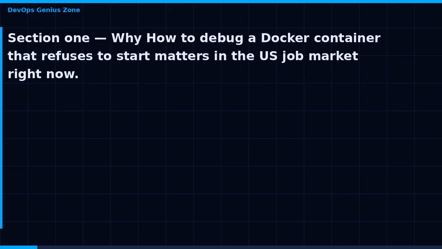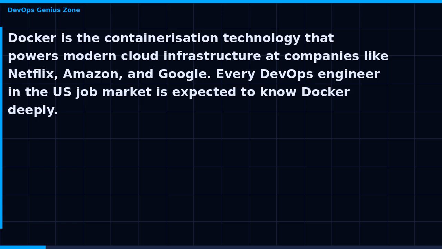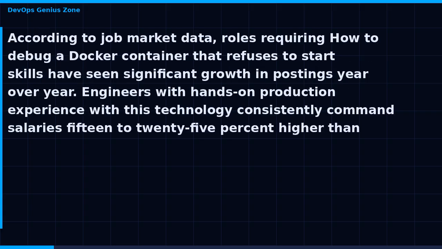Section 1: Why how to debug a Docker container that refuses to start matters in the US job market right now. Docker is the containerization technology that powers modern cloud infrastructure at companies like Netflix, Amazon, and Google. Every DevOps engineer in the US job market is expected to know Docker deeply. According to job market data, roles requiring how to debug a Docker container that refuses to start skills have seen significant growth in postings year over year.